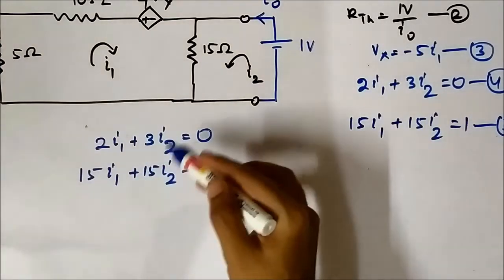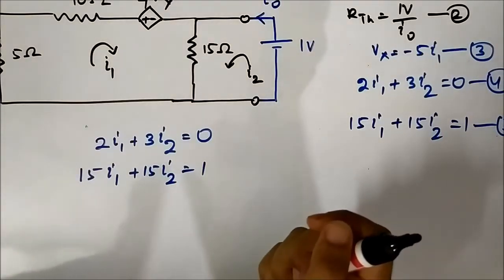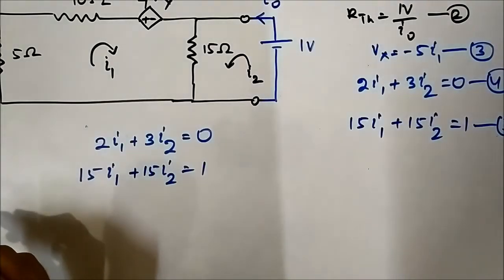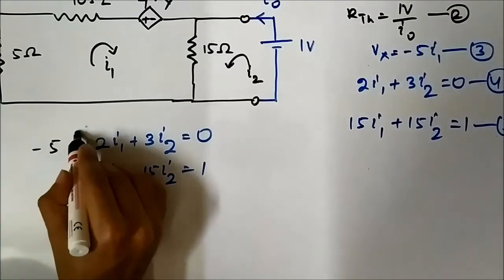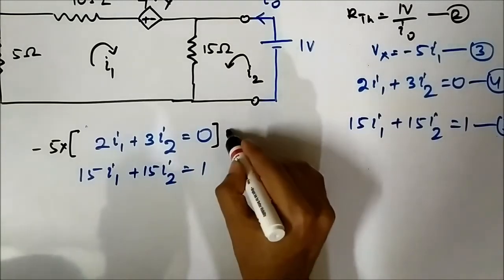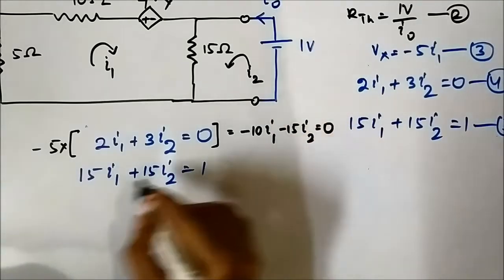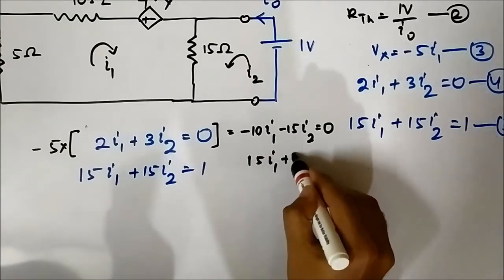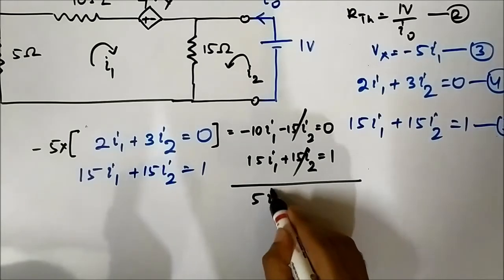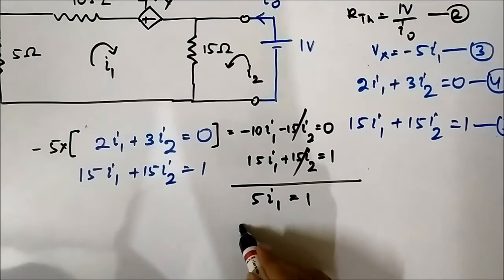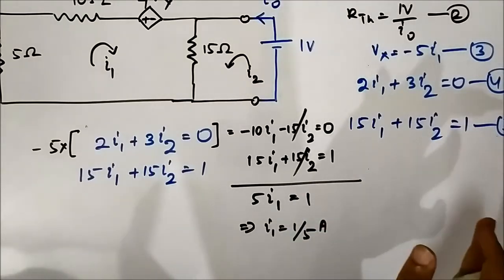So here we have the two mesh equations. Now we have to solve them. So one way to solve it is, let us multiply minus 5 with this first equation. Minus 5 will multiply. Then it will become minus 10 I1 minus 15 I2 is equal to 0. If we add this with this, 15 I1 plus 15 I2 is equal to 1, then this will get cancelled. We will get 5 I1 is equal to 1, or that implies I1 is equal to 1 by 5 ampere.